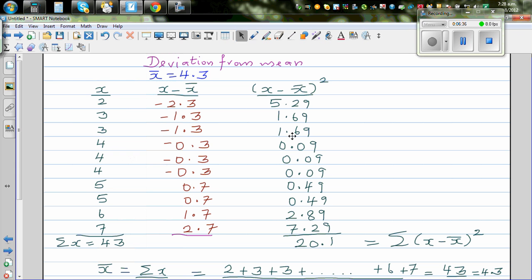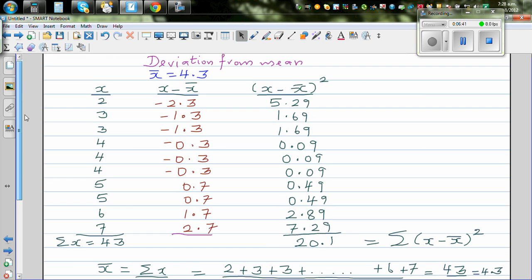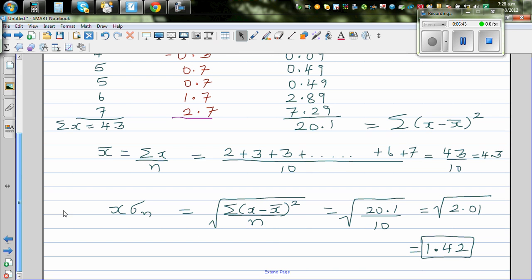And then you square each of them and then you add them. Then, to nullify the square, what you do is you take the square root. The formula is very logical. First you take the deviation, then you square it to nullify the positive and negative, and then you take the square root of it to nullify the square, because the square root cancels the square. And this is the number, which is 1.42.